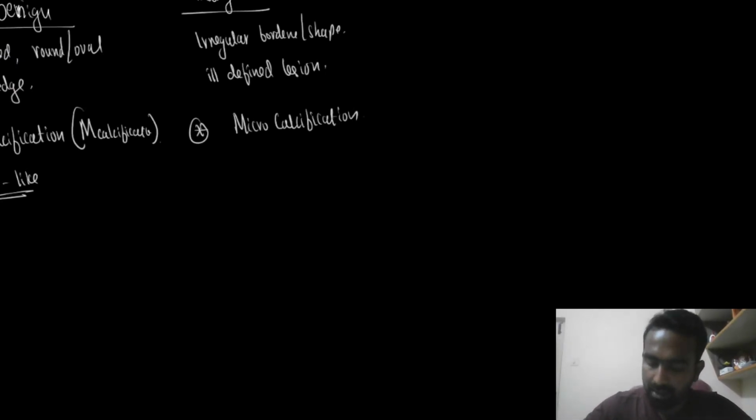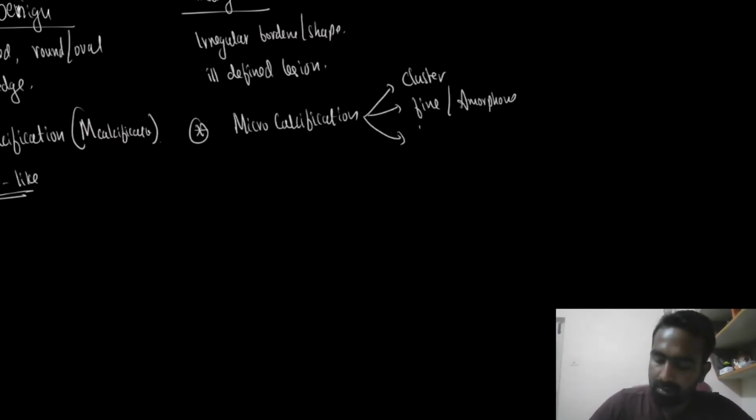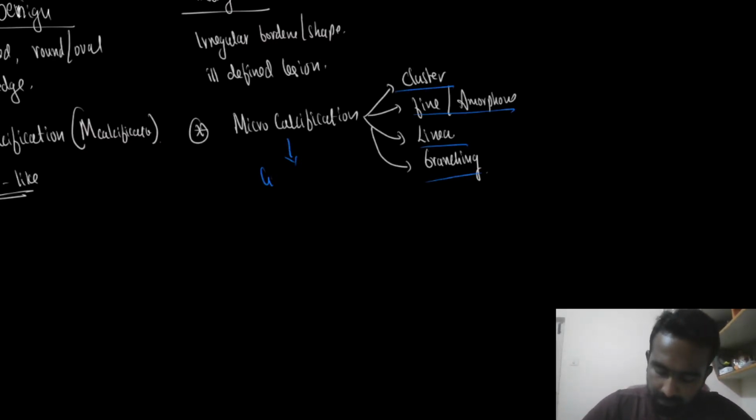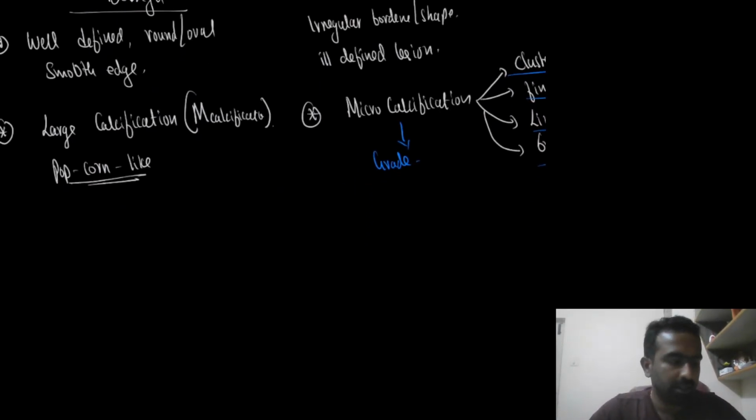which can be cluster-like, fine or amorphous, or linear, or it can be branching calcifications also. Why so many types? Yes, because based on this, we grade the mammogram. We grade the mammogram. Then what else?